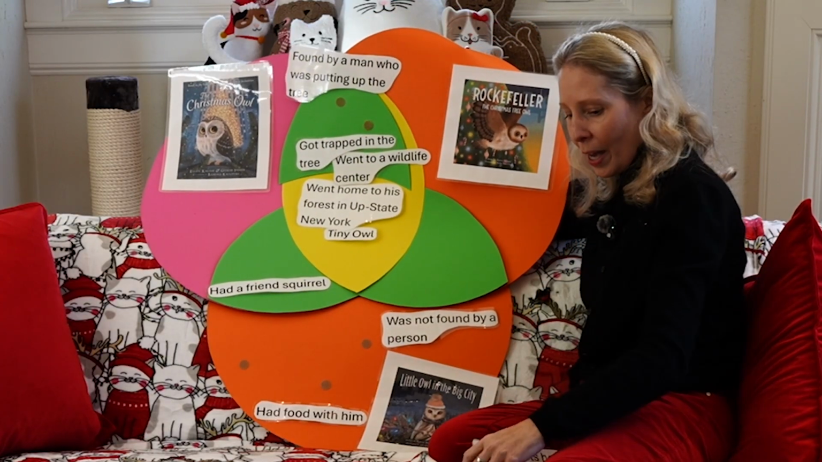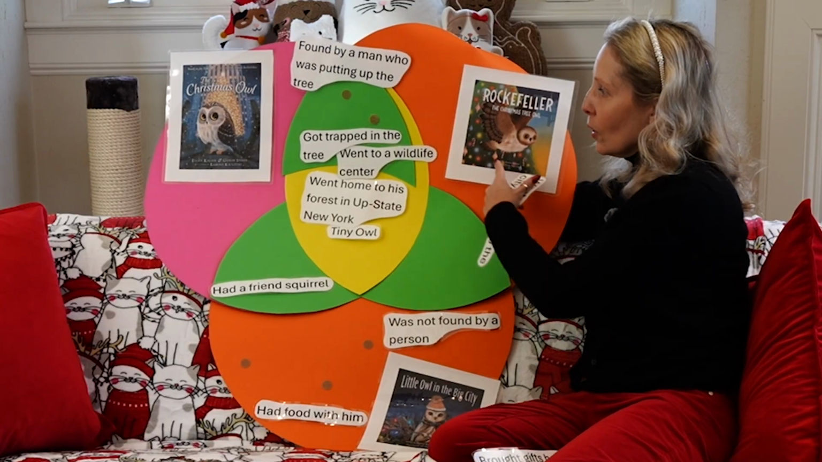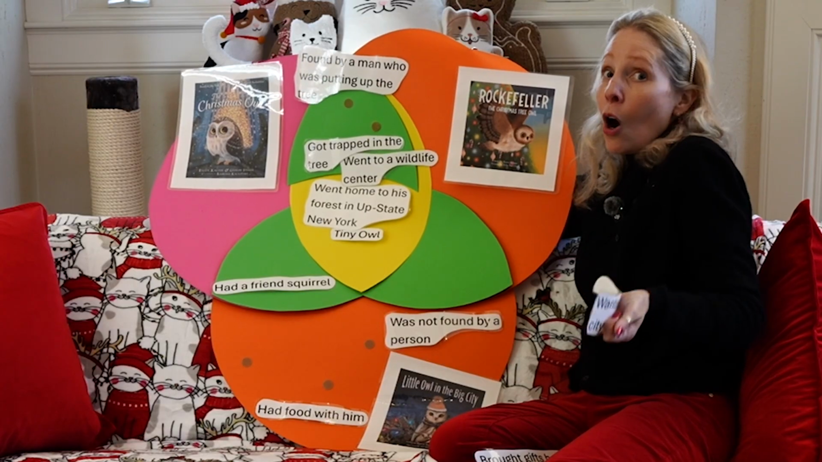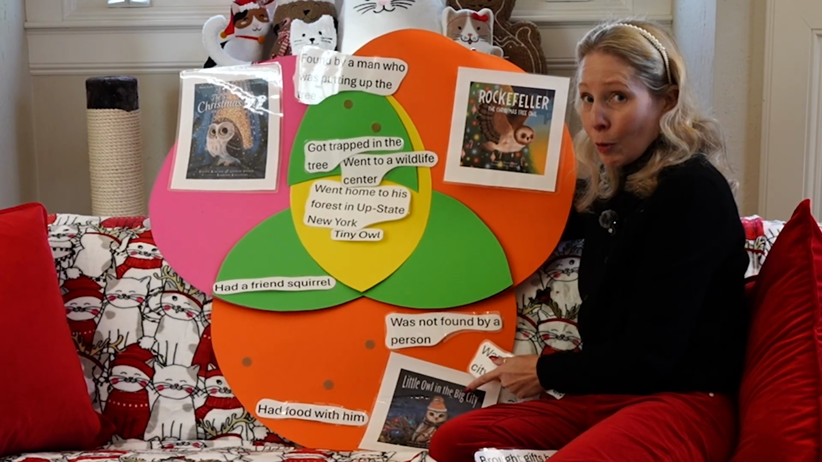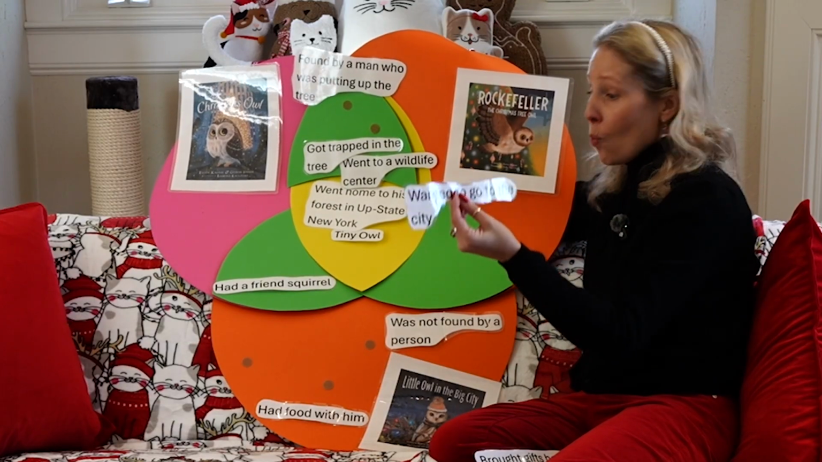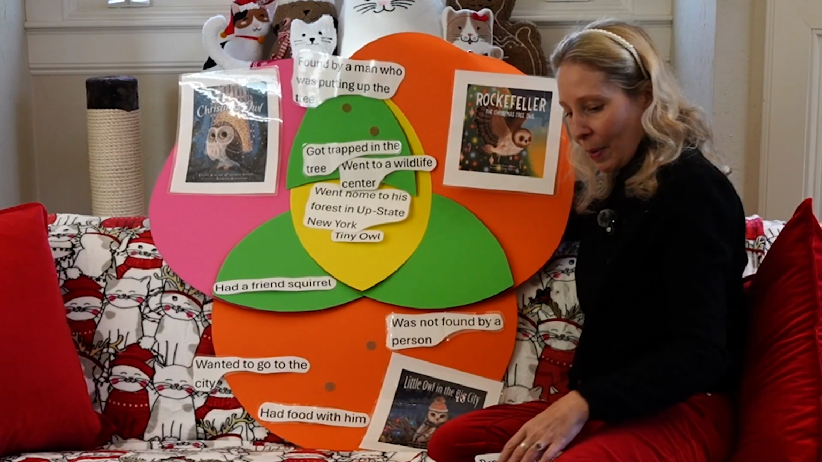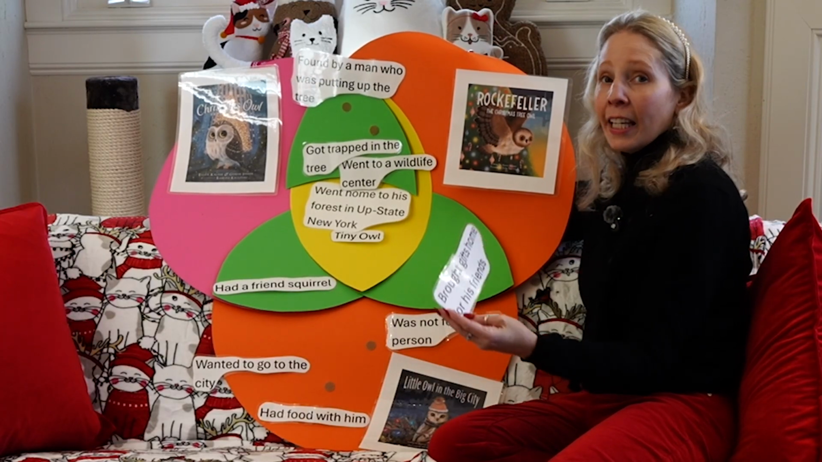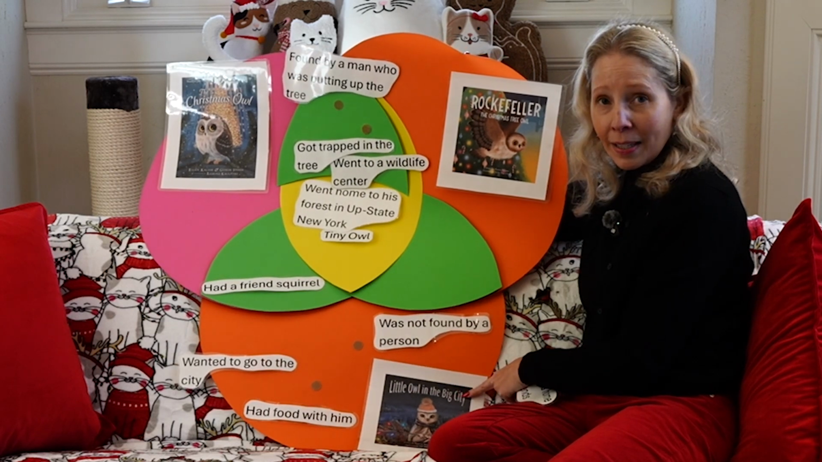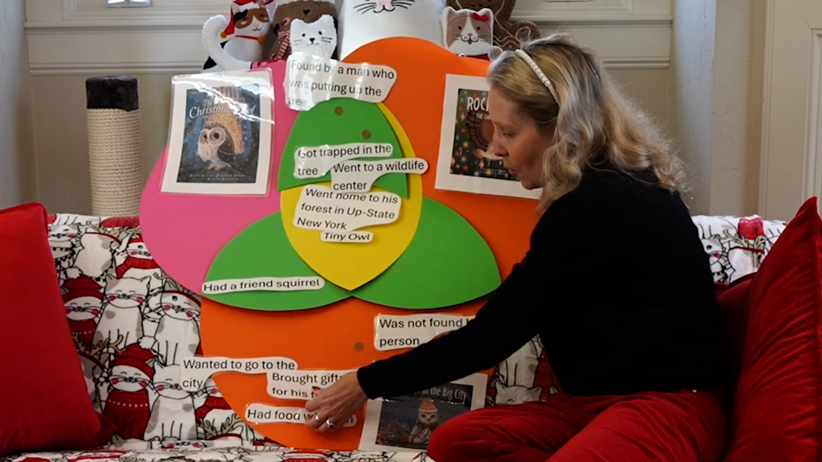Okay, we're doing well. He wanted to go to the city. Oh my goodness, this sort of goes with the trapped in the tree part. In this one, the owl gets trapped. He didn't know what was going on, but in this book, he's packing for his journey. He is all excited. He wanted to go to the city to see what was happening. He brought gifts home for his friends. Boy, this was a very industrious little owl in this story. Not only did he pack his food, he brought gifts home too.